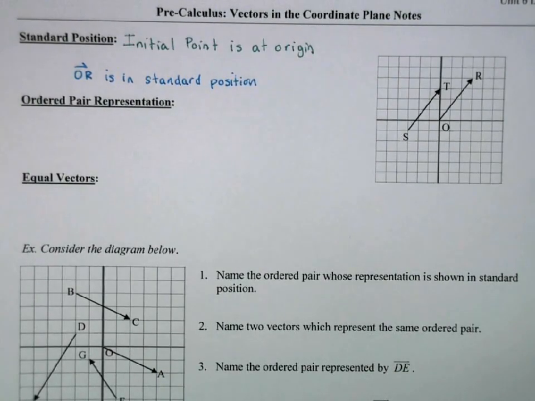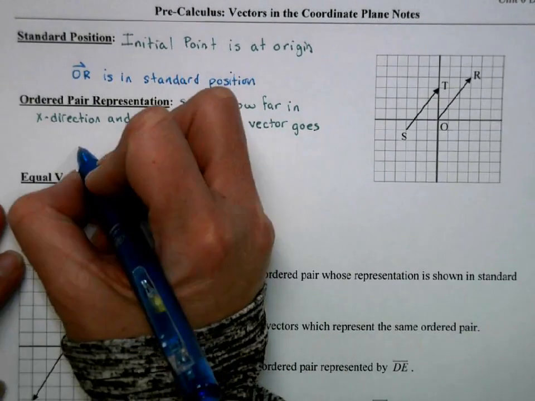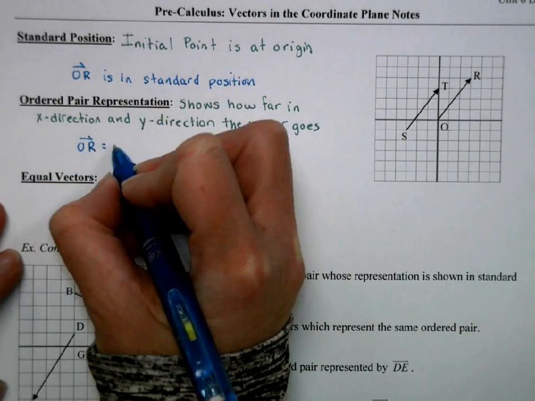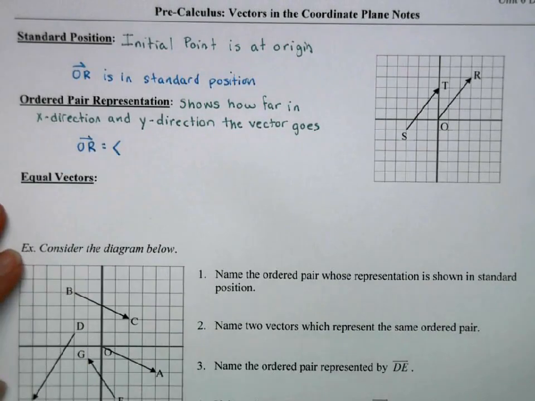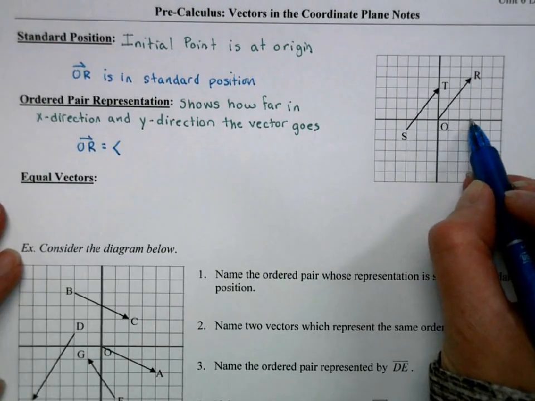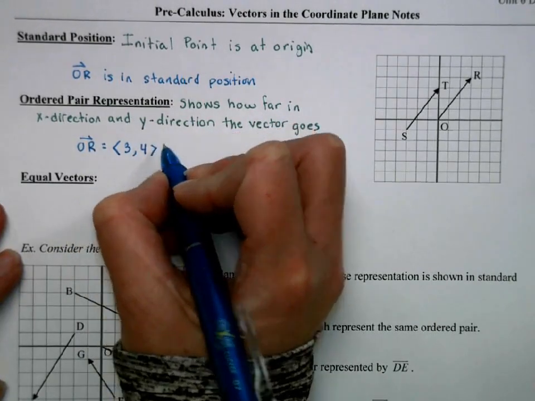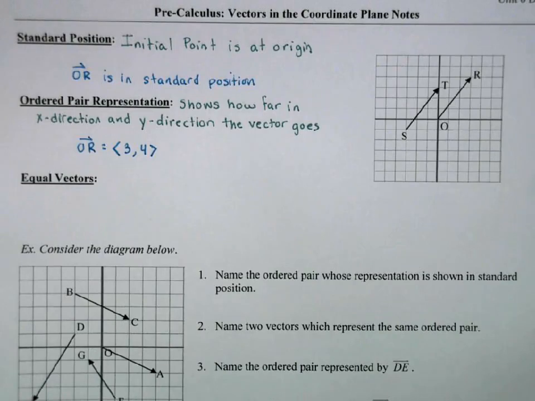In the coordinate plane, we deal with how we represent the vectors a little bit differently. Rather than a magnitude and a direction, we're going to use the ordered pair representation. So the ordered pair representation shows us how far in the x and y directions that the vector goes. So if I wanted to represent OR, we use what are called echelons, or we can call them pointy brackets, whatever. And then we look at how far, if I'm going from O to R, we're going 3 in the x direction and up 4 in the y direction. So it'll be <3, 4>. So it's going to look like a coordinate, but rather than using parentheses, we use the pointy brackets to denote that we have a vector.